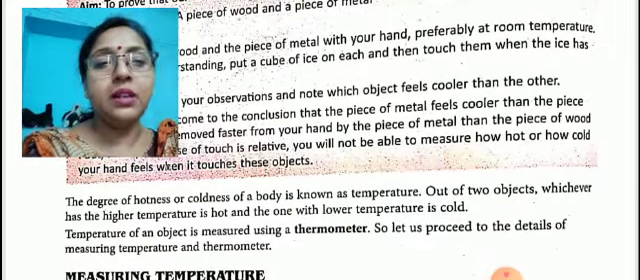And mercury has a large range of temperature: from minus 39 degrees Celsius, where it freezes, up to 357 degrees Celsius, where it boils.